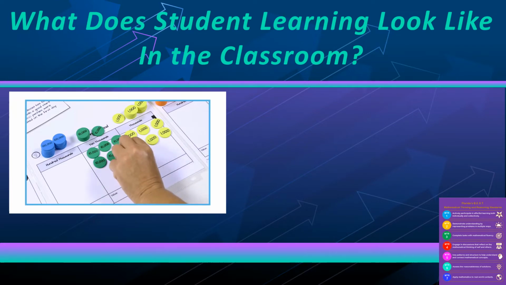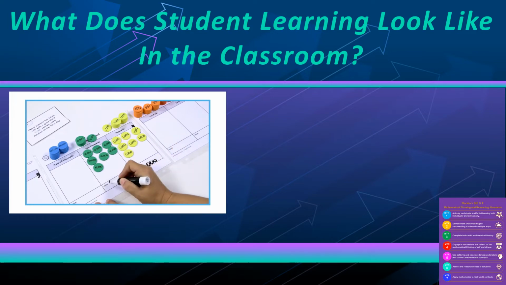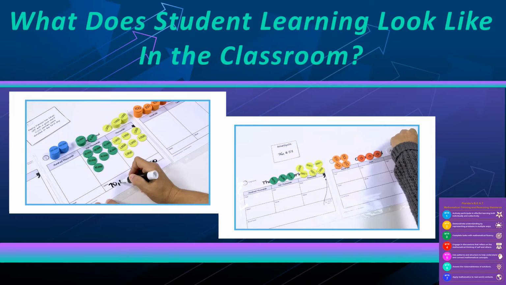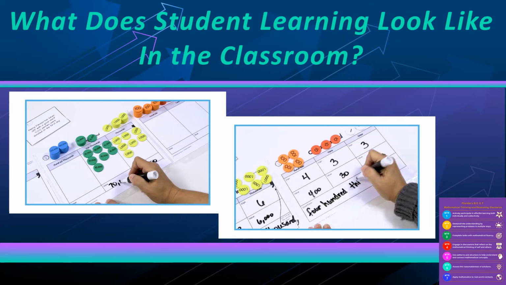So what does student learning look like in the classroom? So you can see in the initial video, we have place value discs where students are looking at the value of the different digits and comparing 10 times greater or 10 times less. In the second video, we're representing numbers using a task, and we're actually representing it in standard form, word form, and expanded form using that chart.